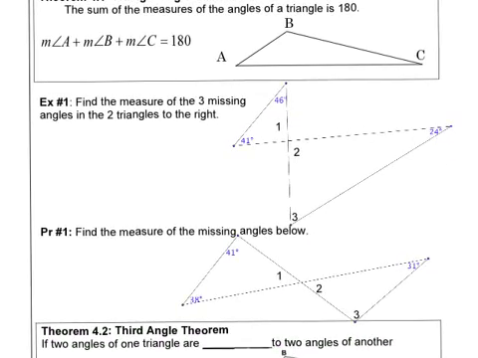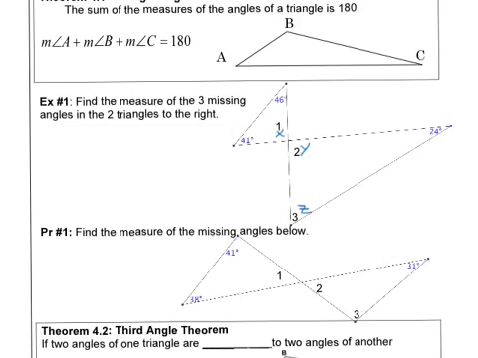Example number 1 says find the measure of the 3 missing angles in the 2 triangles to the right. So this triangle and this triangle are the 2 triangles they're talking about. Well, look, I have a 41, a 46, and then this angle 1. I need to find angle 1. That's actually our variable. So if it's easier for you to call that x, maybe call that y, call that z, you can do that. That's totally fine.